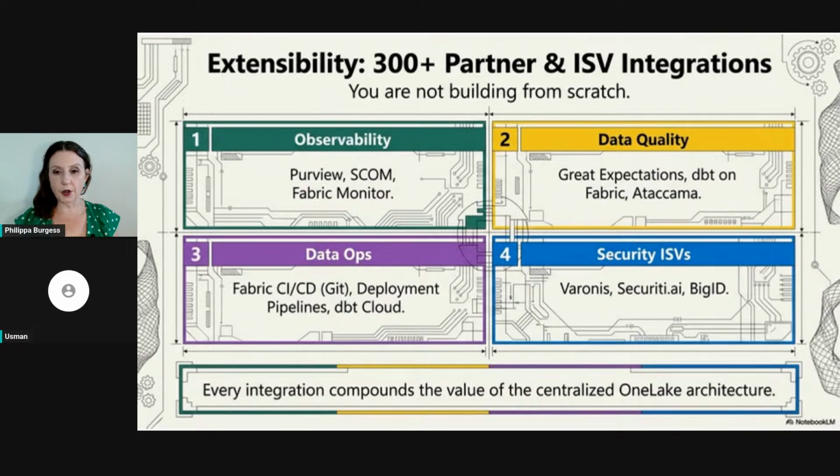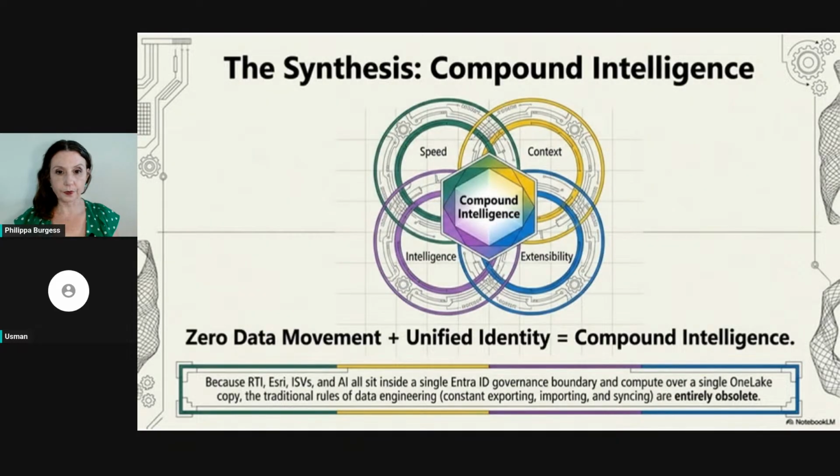Some of them are native and some are add-ons; Purview is built in now. There's SCOM, Fabric Monitor, and then for data quality, Great Expectations, DBT on Fabric, Data Ops, Fabric CI/CD, Git, deployment pipelines, DBT Cloud, and then your security ISVs. You could add Varonis, security.ai, Big ID. So every integration compounds the value of a centralized OneLake architecture.